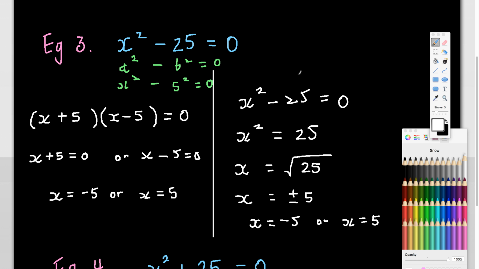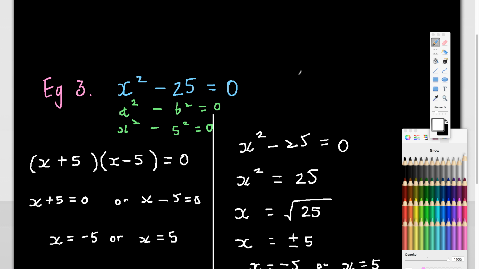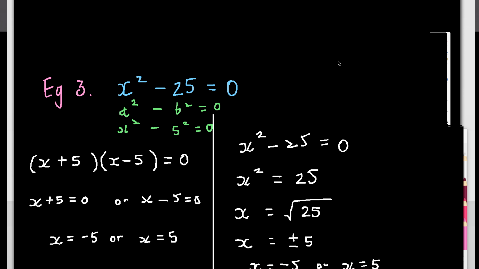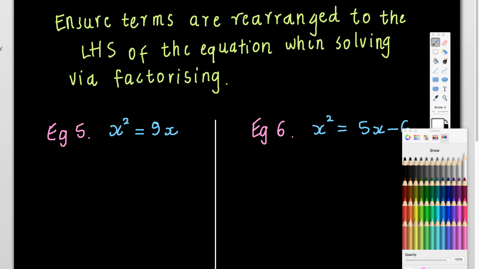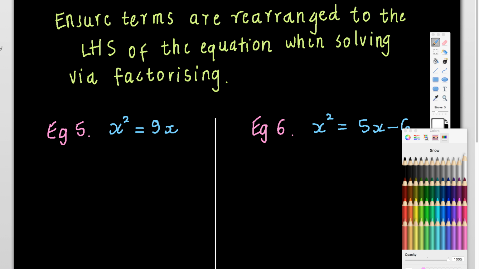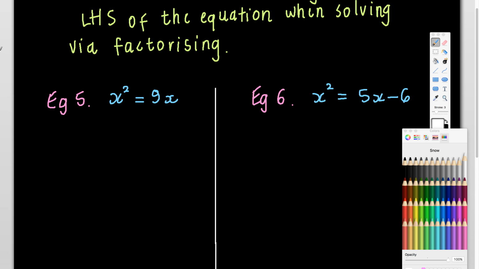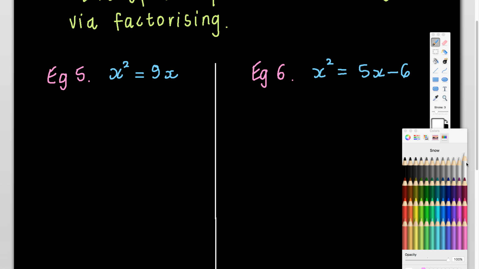Now, all of the ones we've done so far have all been equal to 0, or they've all already been rearranged in that way. So I just want to show you a couple where they have not been rearranged, or they're not in the right form just yet. So just make that point. Ensure they're rearranged. Take all your terms over to the left-hand side of the equation when you are solving. And I'll show you what I mean by that here.